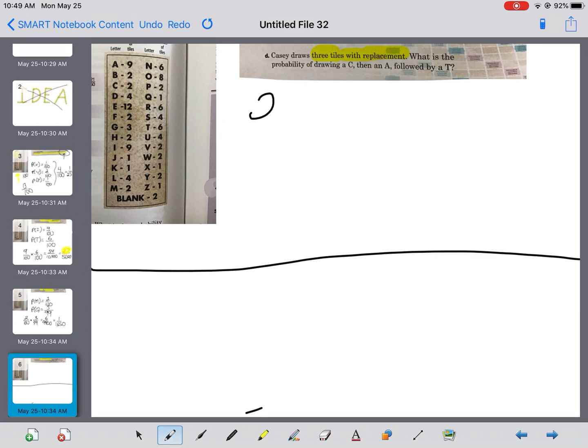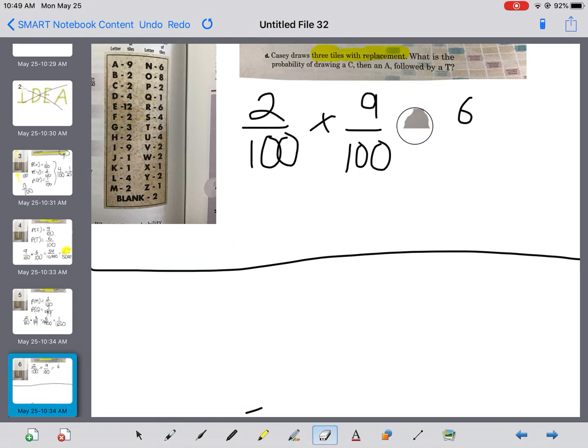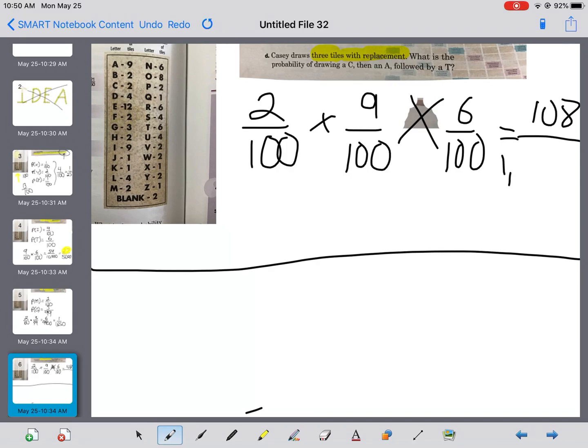So the probability of a C is 2 out of 100 times the probability of an A, which is 9 out of 100. And then the probability of a T, which is 6 out of 100. Sorry, that should be multiplication. So I multiply 2 times 9 times 6, and I get 108. And then 100 times 100 times 100. You can add up all the zeros, and you get 1 million.